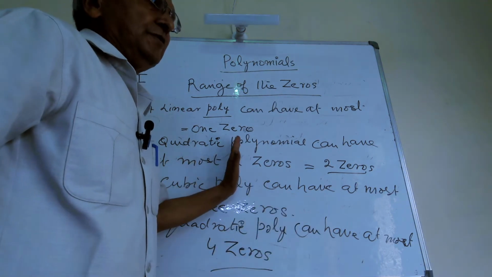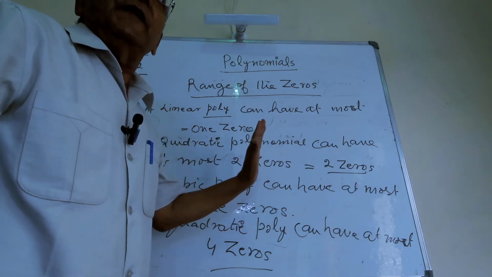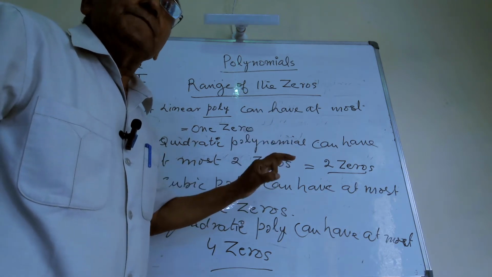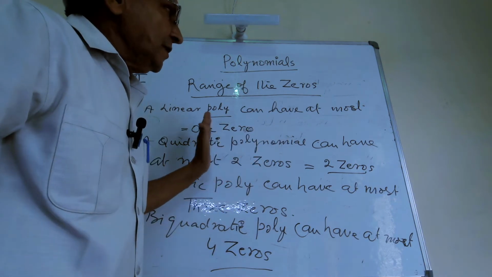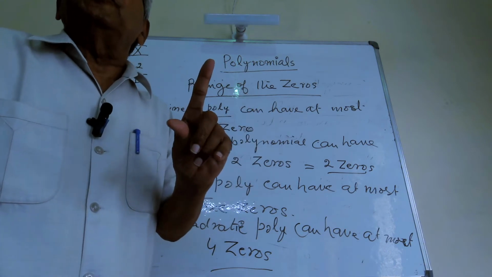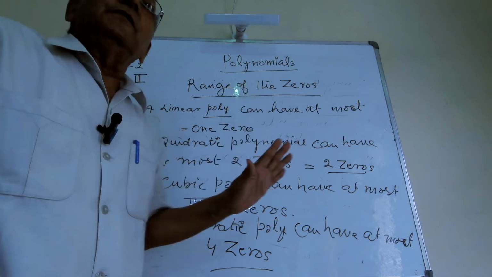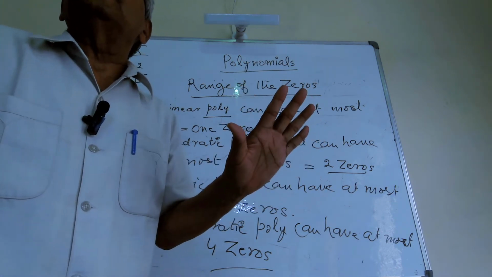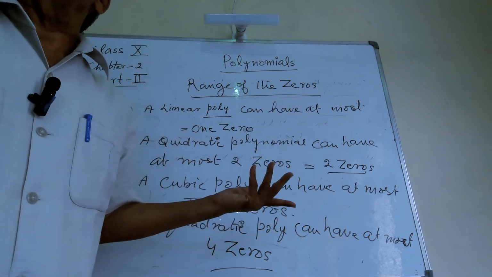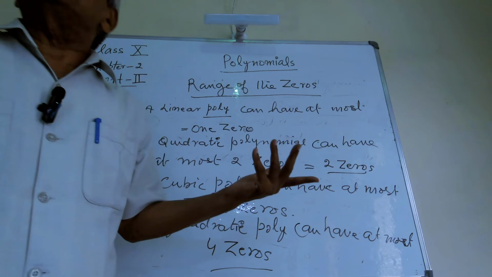According to this definition, if you have to find out the zeros in any example, you have to see: if the polynomial is linear, the number of zeros must not be greater than 1. If the polynomial is cubic, there can be 3 zeros. If biquadratic, there can be 4 zeros. If quadratic, there can be 2 zeros. So these are the conditions.